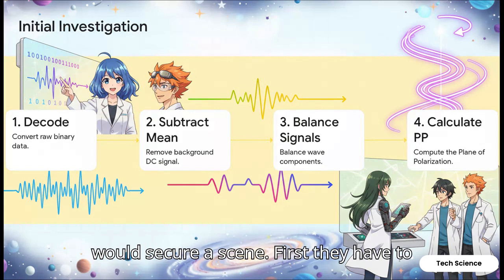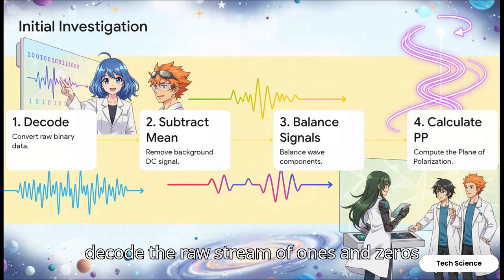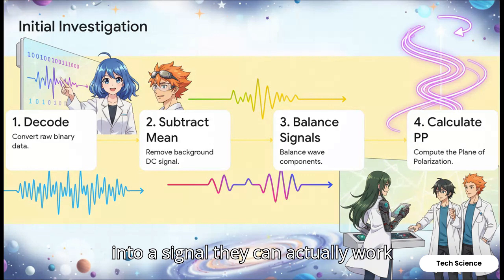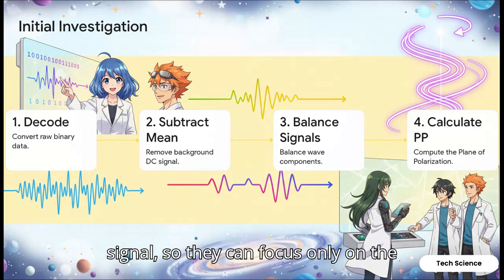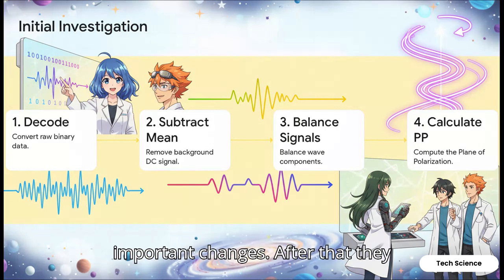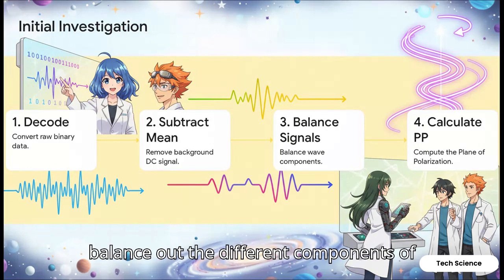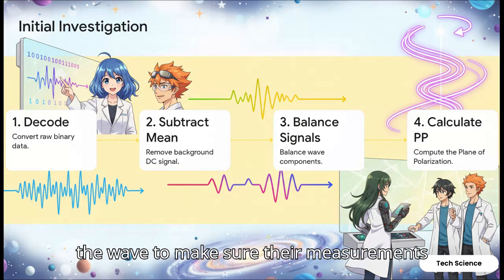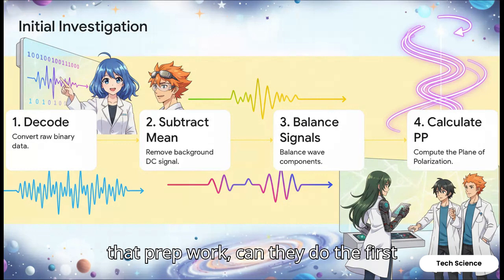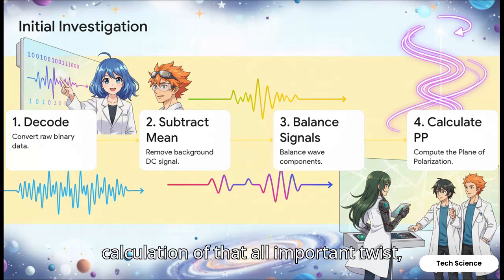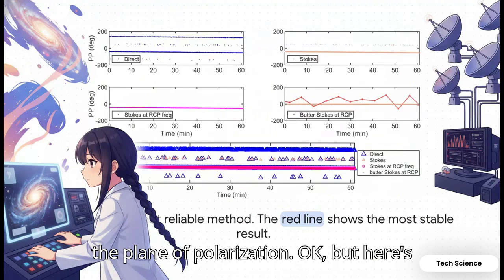First, they have to decode the raw stream of ones and zeros into a signal they can actually work with. Then, they strip out any constant background noise, what they call the DC signal, so they can focus only on the important changes. After that, they balance out the different components of the wave to make sure their measurements are accurate. And only then, after all that prep work, can they do the first calculation of that all-important twist, the plane of polarization.